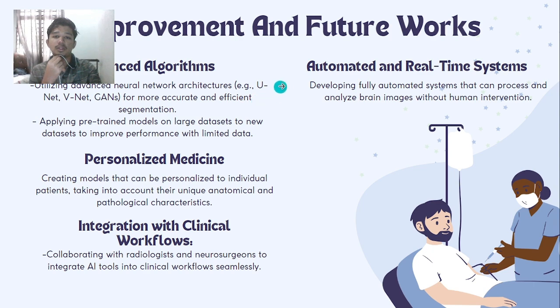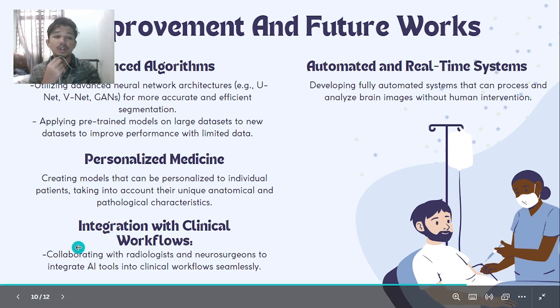The second improvement is an automated and real-time system, which is developing a fully automated system that can process and analyze brain images without human intervention. For the future works, the first one is personalized medicine, which is creating models that can be personalized to individual patients, taking into account their unique anatomical and pathological characteristics. The second one is integration with clinical workflows, which is collaborating with radiologists and neurosurgeons to integrate AI tools into clinical workflows seamlessly.